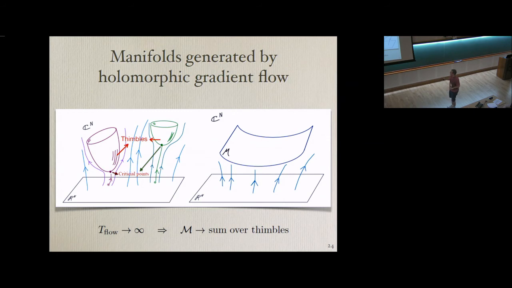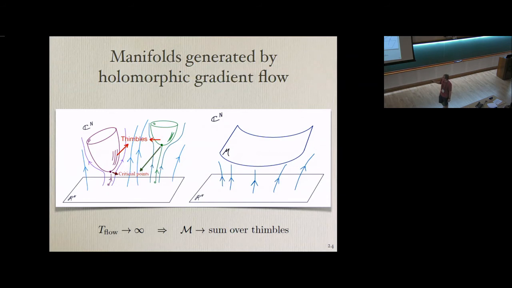Yes, okay. So the integral over the manifold is exactly equal to the integral over the original thing. So I could integrate over this manifold, and that's what we're going to do. We're going to integrate over this manifold because it has better numerical properties, okay?